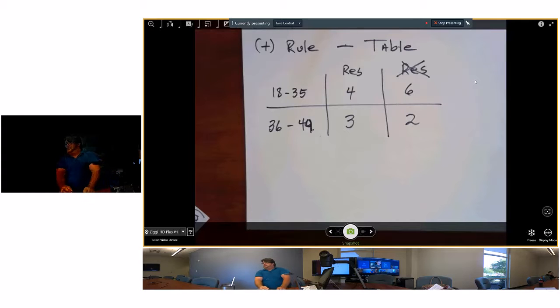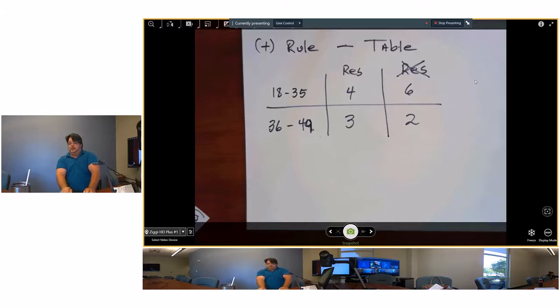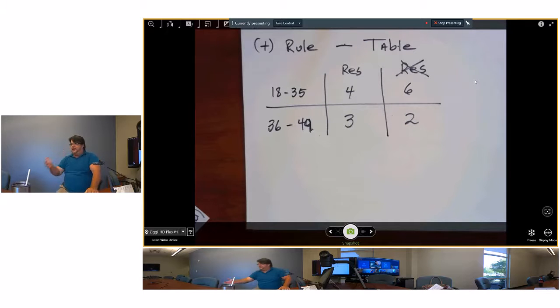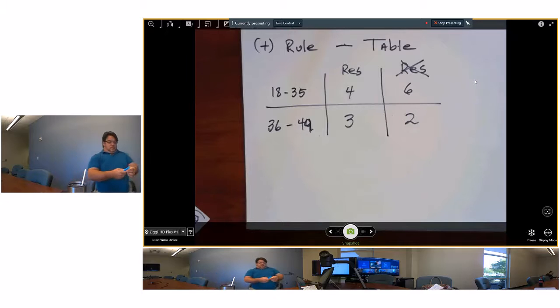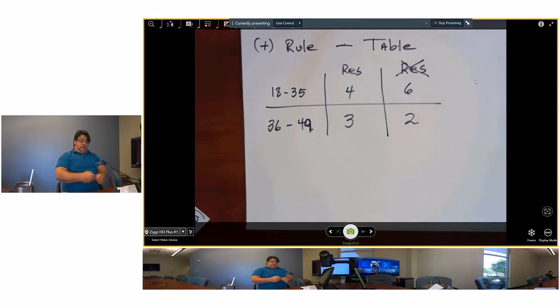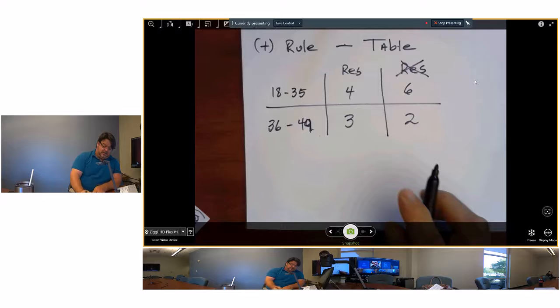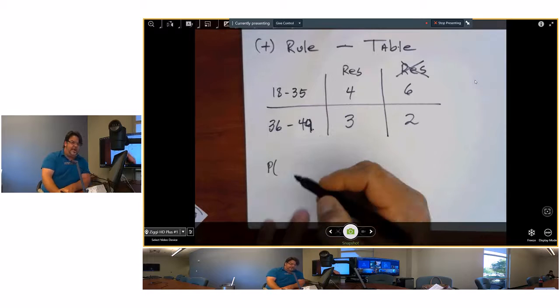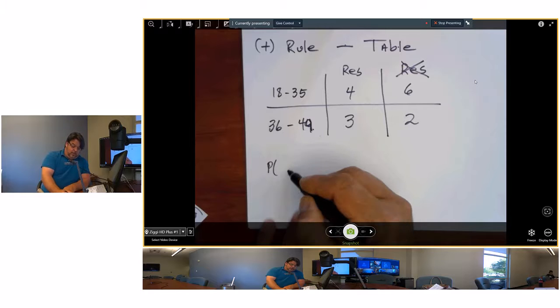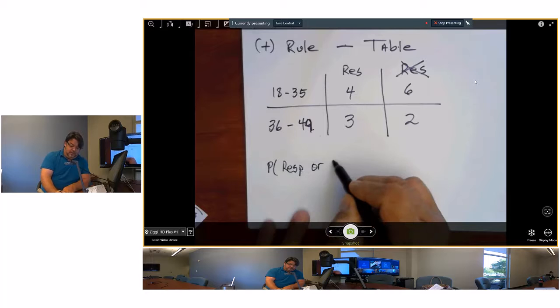Hand me your highlighters, because you have highlighters. Remember me using highlighters that day? Yes, I remember that. Okay, well, that's the additive rule. So here's what the question's going to ask you. I want the probability, and what's the word that goes with the additive rule? Or. Of responded or 36 to 49.